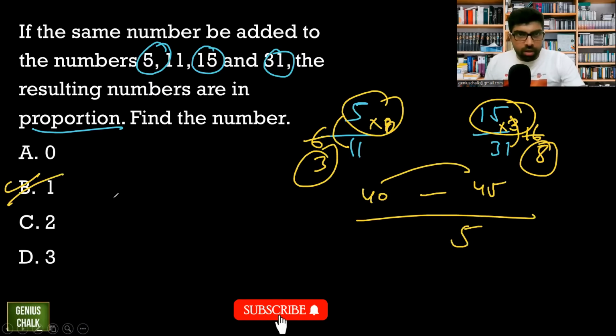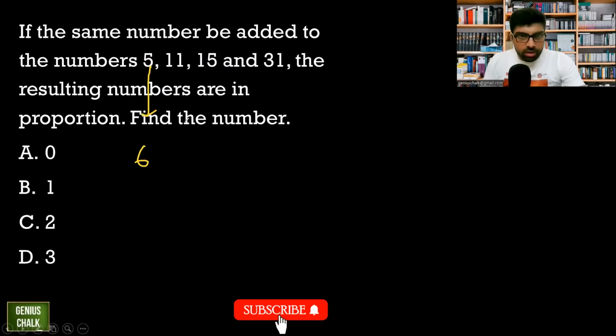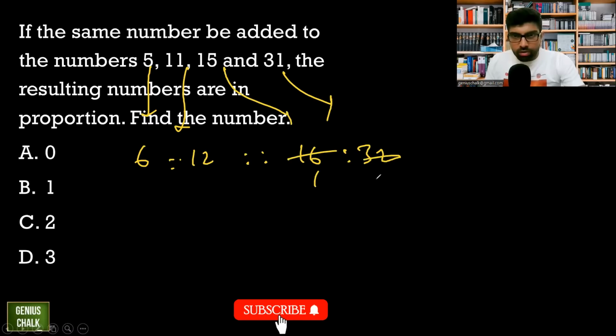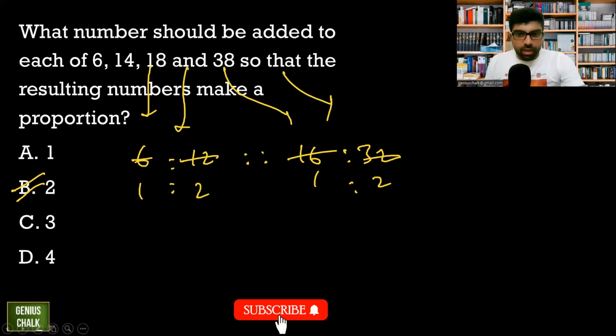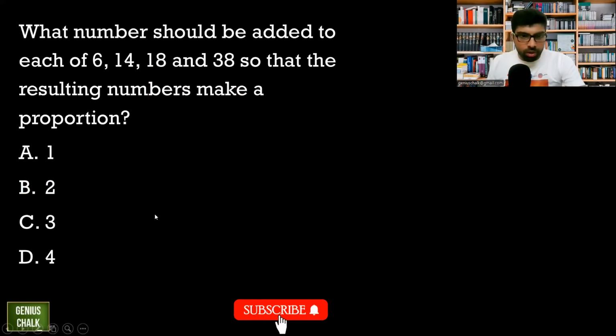Let's verify it. 5 plus 1, 6; 11 plus 1, 12; 15 plus 1, 16; 31 plus 1, 32. This question is very easy. You can solve this using the options also. But if the values are tough, then this question is very challenging. Here we are having small numbers, so we can use options. But this is an advanced method.